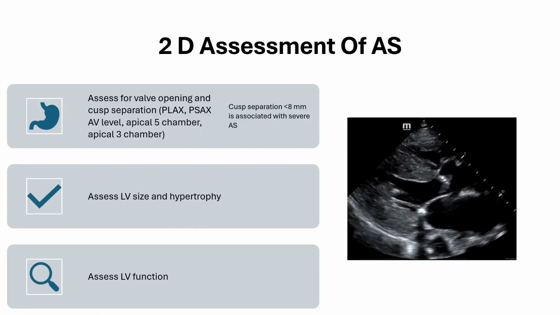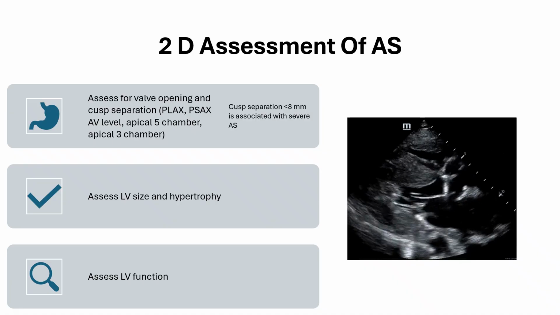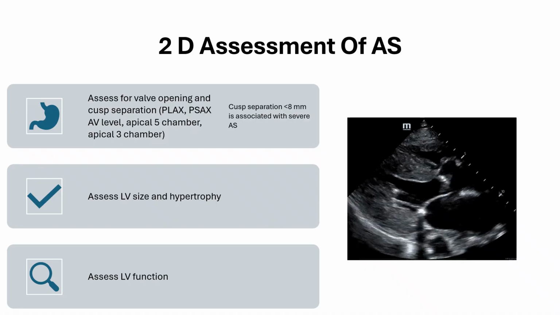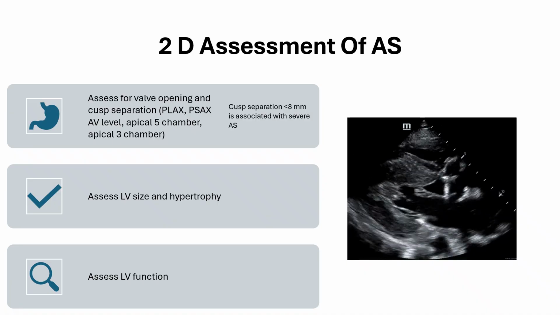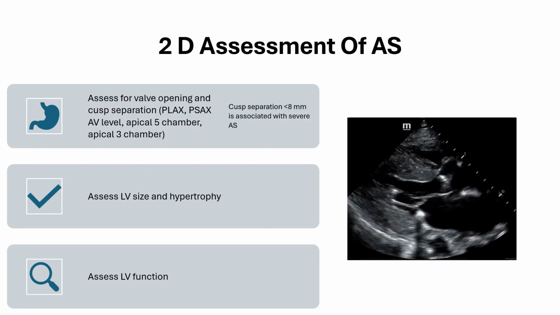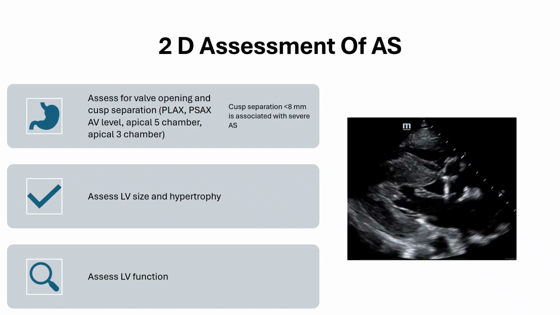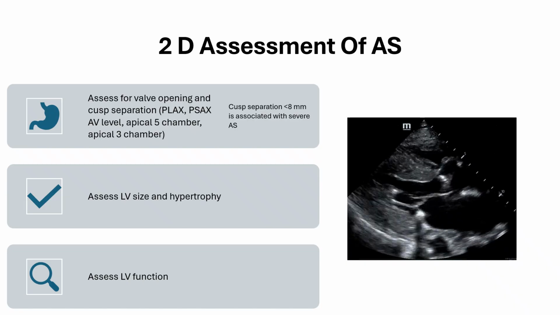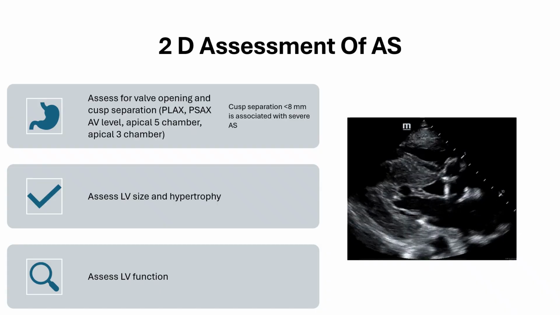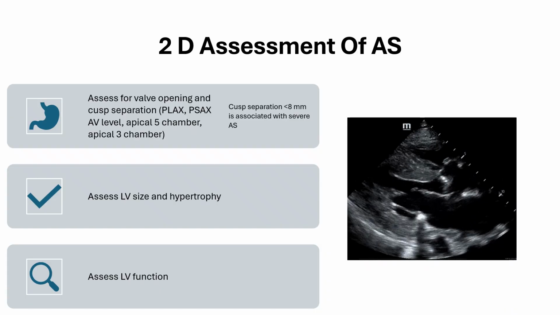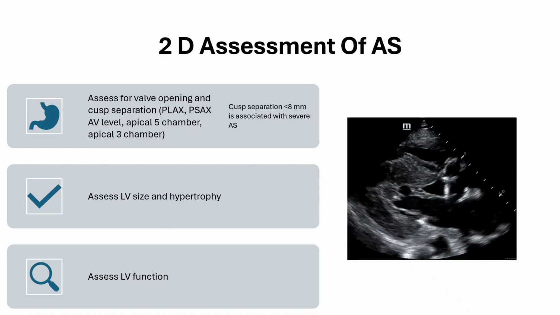Again, we start with 2D assessment. You want to assess the valve opening and cusp separation in parasternal long axis view, parasternal short axis view at the level of the aortic valve, apical 5-chamber and apical 3-chamber. Cusp separation less than 8 millimeters is associated with severe aortic stenosis. Also, quite often, in parasternal short axis view at the level of the aortic valve, you can understand the anatomy of the aortic valve, whether it is a normal trileaflet valve or whether this is a bicuspid valve.